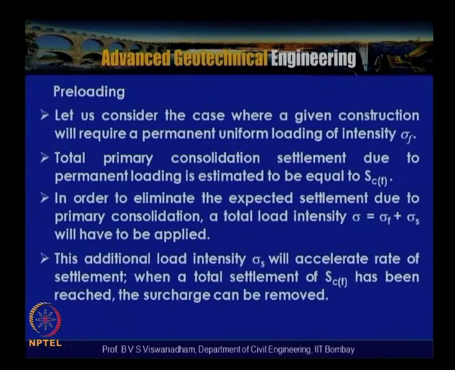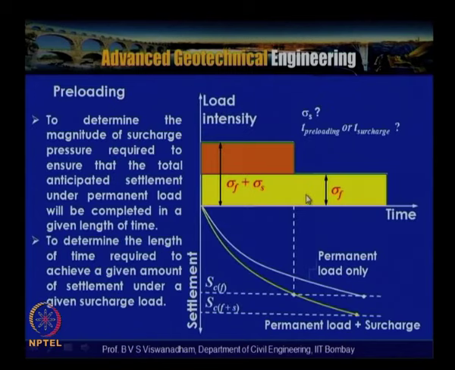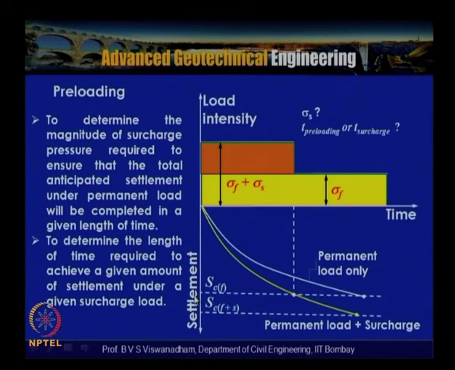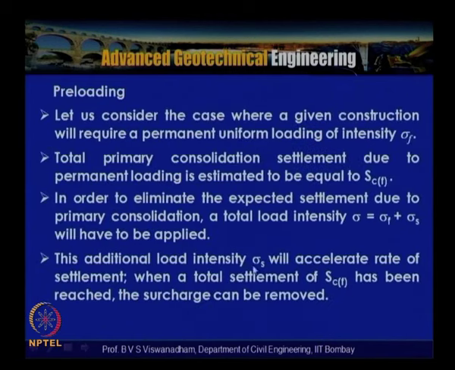Let us consider a case where a given construction will require a permanent uniform loading intensity of sigma f. The total primary consolidation settlement due to permanent loading is estimated to be equal to SCF. To eliminate the expected settlement due to primary consolidation, a total load intensity of sigma f plus sigma s will have to be applied. The additional load intensity sigma s will accelerate the rate of settlement, and when a total settlement of SCF has been reached, the surcharge can be removed.